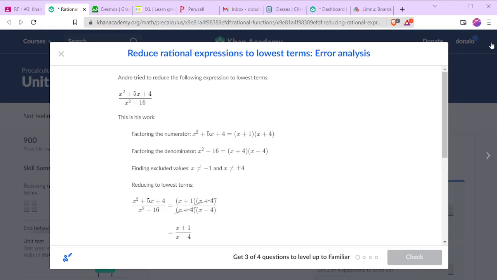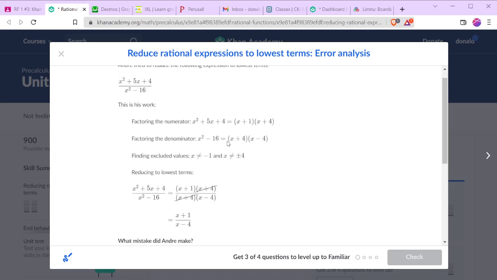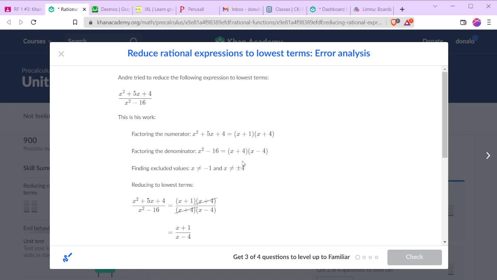So again, making sure we can faintly see our name in the upper right-hand corner so we know we're logged in. Now, Andre is trying to reduce this to lowest terms. Andre has correctly factored each of the numerator and denominator. And looking at excluded values, he correctly identified the plus or minus 4 from the denominator.